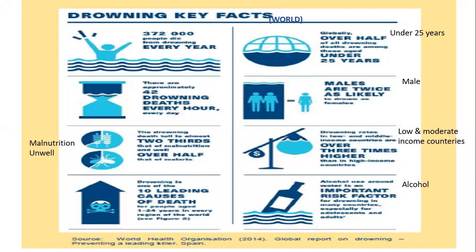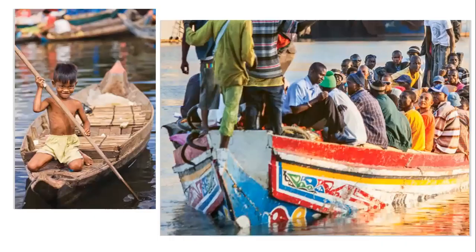And because drowning quite often occurs in undeveloped countries or low or moderate income countries, apparently the number of deaths is higher among malnourished or unwell patients. And because males are more active than females, so they are outside of the house, the number of males is actually higher than females or girls. And in other countries, apparently alcohol is one of the common risk factors for drowning and also near drowning.